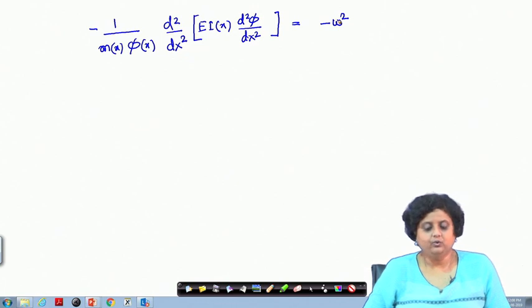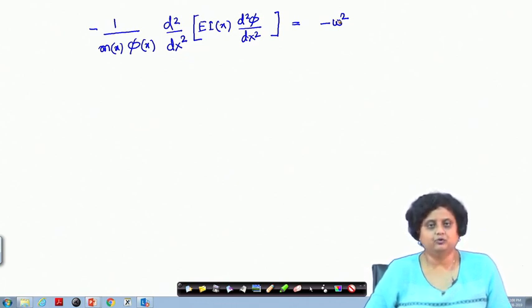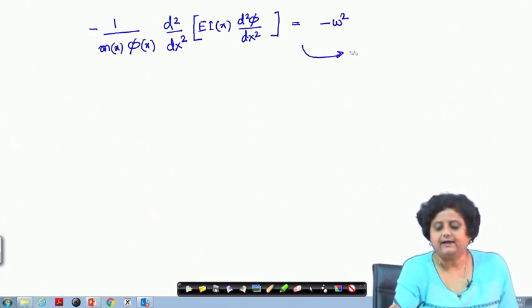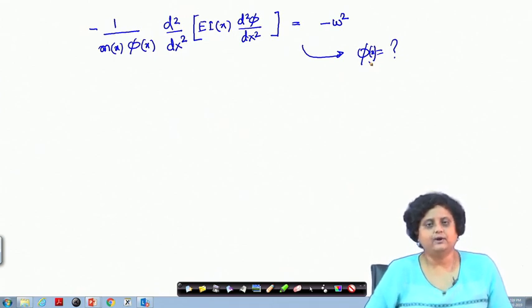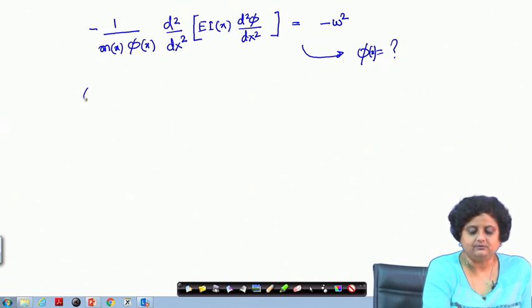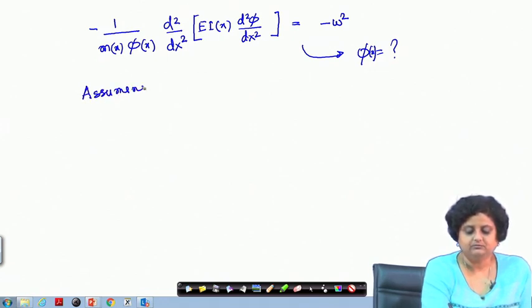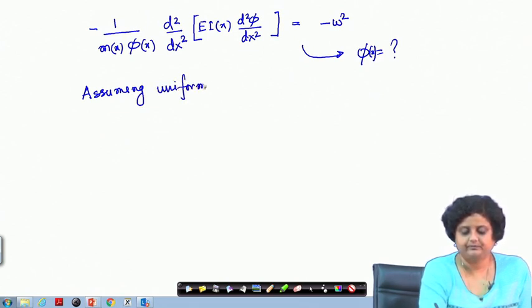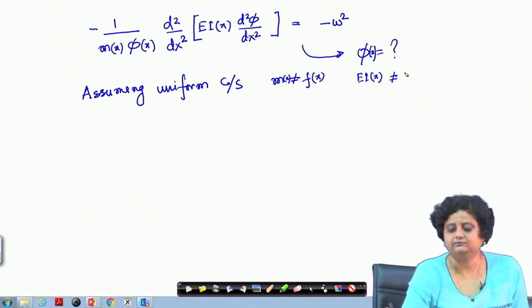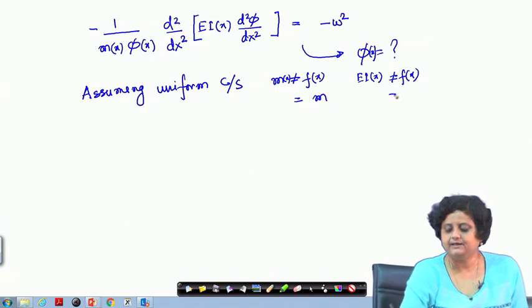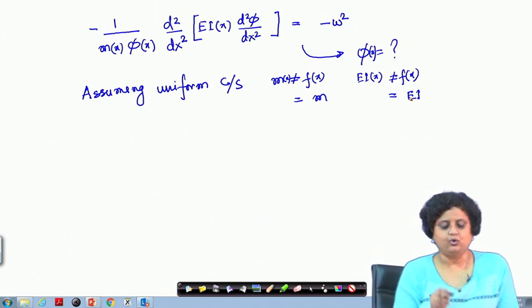Now, this is an ordinary differential equation of fourth order, and we need to solve this to get the value of phi(x). It is difficult to solve this equation analytically if EI and m are varying with x. So, in order to solve this equation analytically and to simplify the equation, we assume a uniform cross section, so that m is not a function of x and EI is also not a function of x, or m(x) can be said as m, EI(x) can be said as EI.